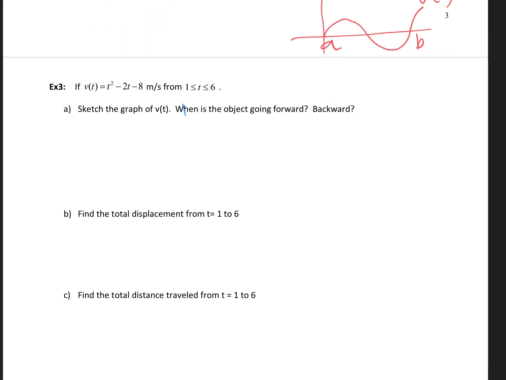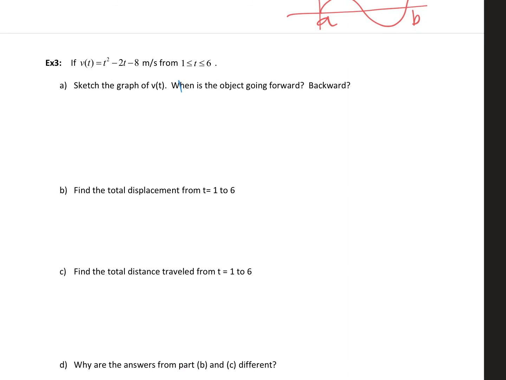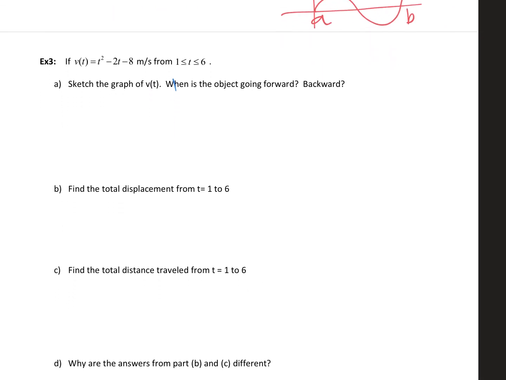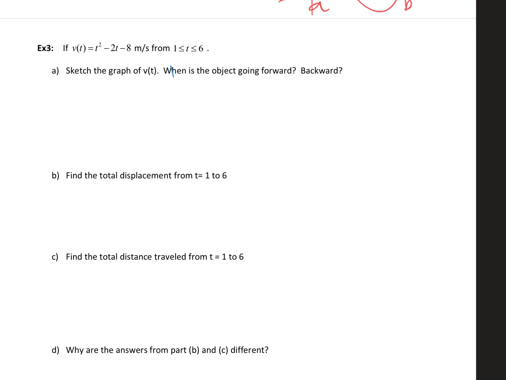All right, let's look at example 3. You're given a velocity function, t squared minus 2t minus 8, t is from 1 to 6. Sketch the graph of v, and when is the object going forward and when is it going backward? So kind of like what we talked about, because we're doing the velocity, if you're going backward, then my displacement is going to be negative. So I want to know where the displacement is actually negative.